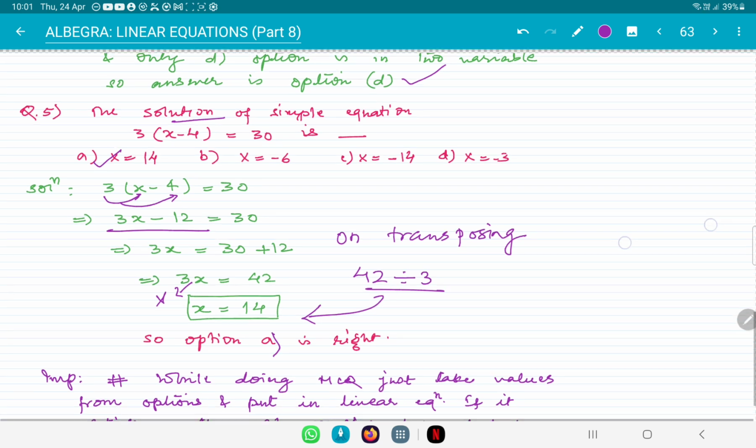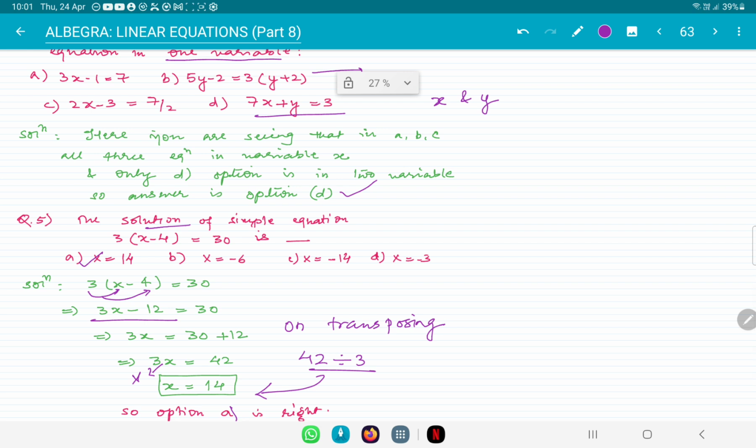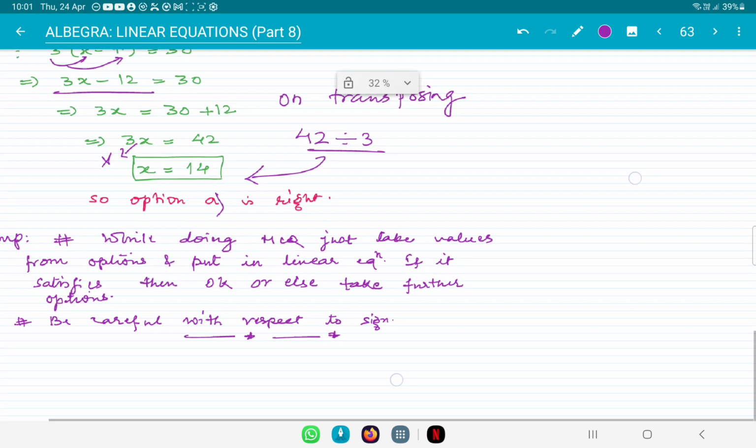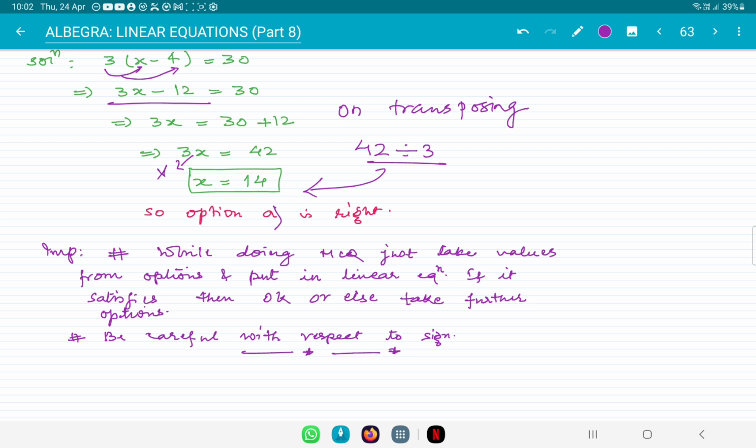Okay. So in this way you can do different MCQs which are based on linear equations. Okay. So what do you have to remember while doing this? Remember, while doing MCQs, just take values from the options, as we did here, x equals -1 in the first question. Take values from the options, and directly put those values in the linear equation. If the linear equation is satisfied by those values, you can easily say that this is the option. Otherwise take further options.